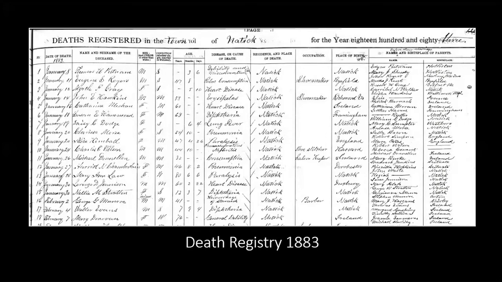Now, this is a death registry for 1883. Again, on each page, they listed by number, the persons on the record itself, the date of death, the name of the deceased. The question is, again, color, sex, age, disease or cause of death, location, occupation, place of birth, and names and birthplaces of parents.